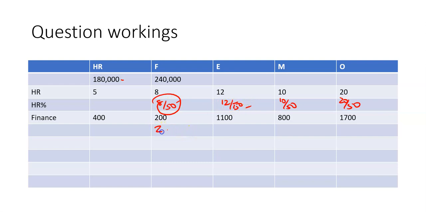And here I will have 28,800, 12 divided by 50, and I will have here 43,200. Here I will have 10 divided by 50 times 180,000. Here I will have 36,000, and here I will have 20 divided by 50, and here I will have 72,000.